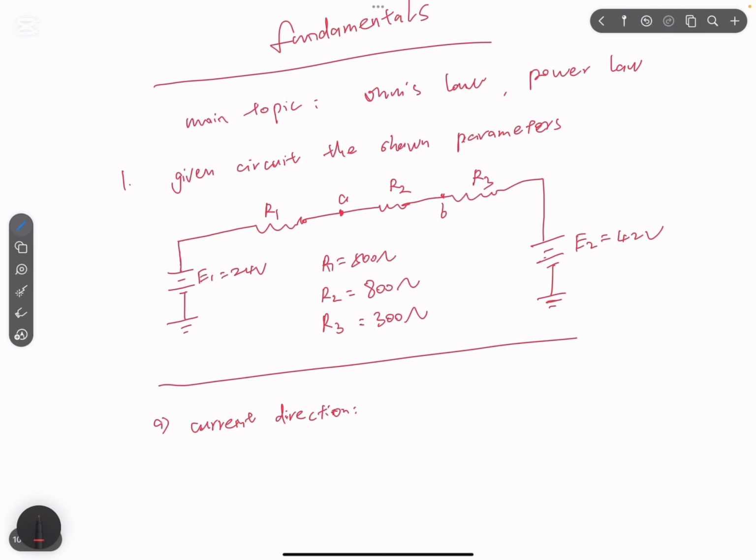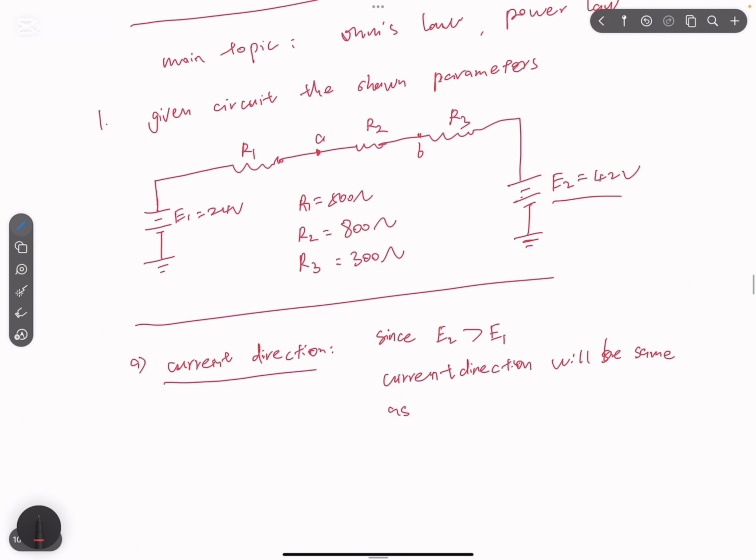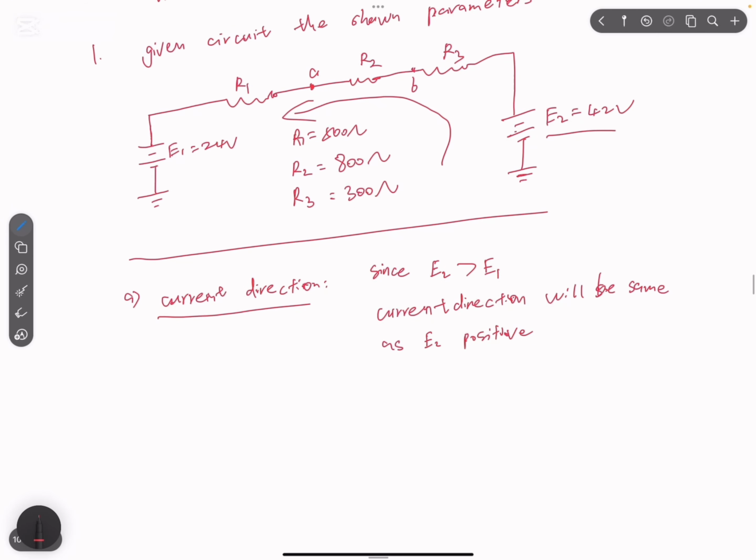When we need to find out the current direction, we always start with the high potential. Since E2 is greater than E1, the current direction will be the same as the E2 positive side. So that will be from here to here. That's the current direction for I.